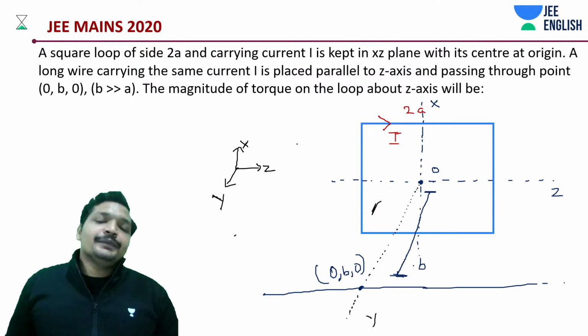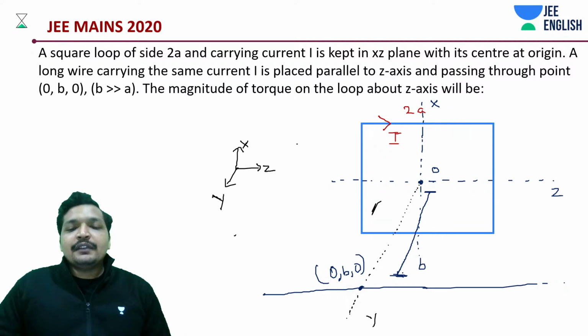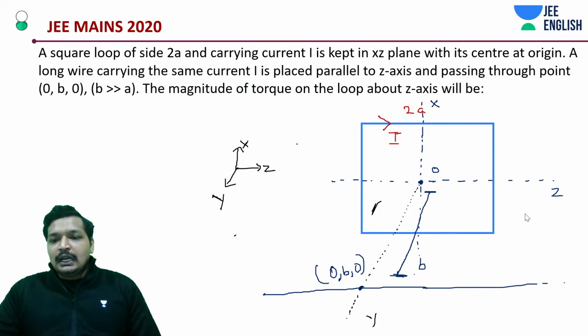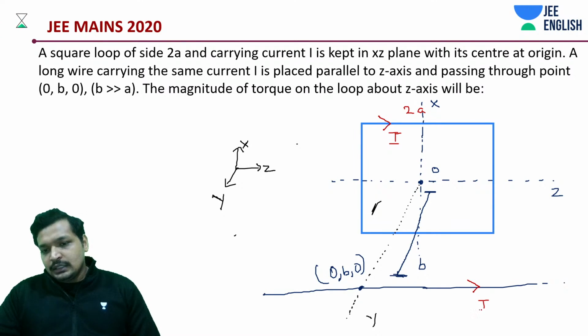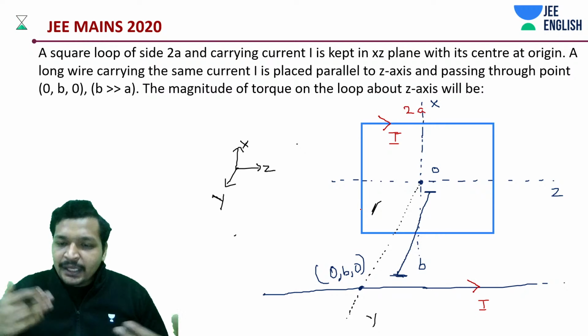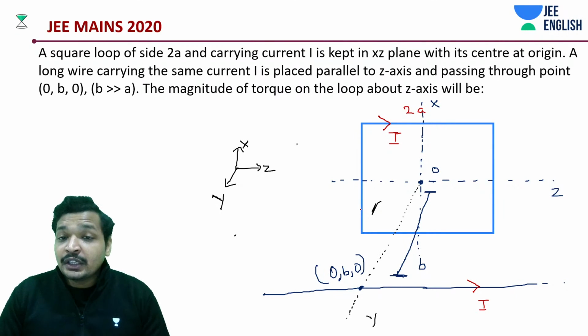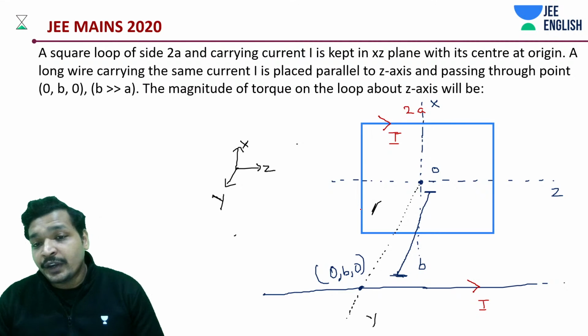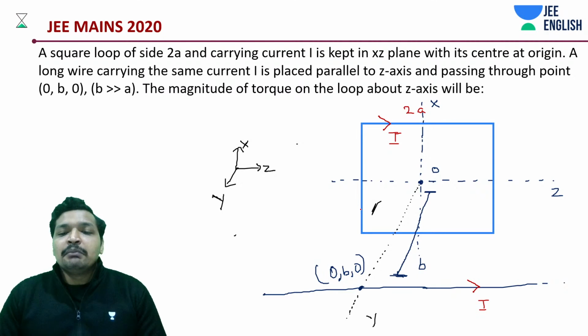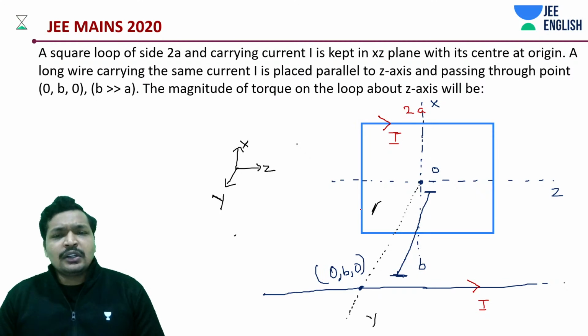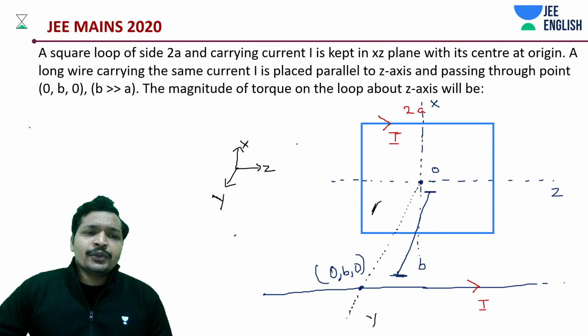Now what do we have? We have a wire carrying a current I at a distance b from this coil. And what do we need to find out? We need to find out basically the torque.